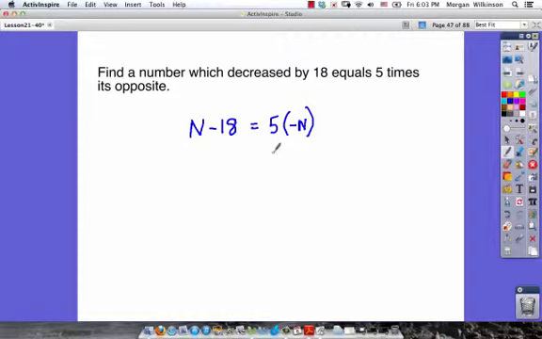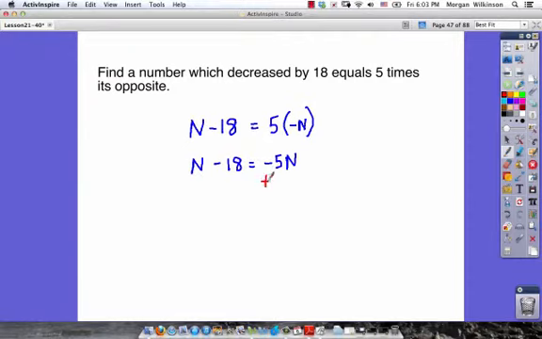Now if we have this problem, we can go ahead and solve. Let's rewrite one time. We're going to say n minus 18 is equal to negative 5n. Remember, order of multiplication doesn't matter, so we can move the negative out in front just as easily. So now what we want to do is move all the n's to the left-hand side and all the constants to the right-hand side so we can figure out what we get as our answer.